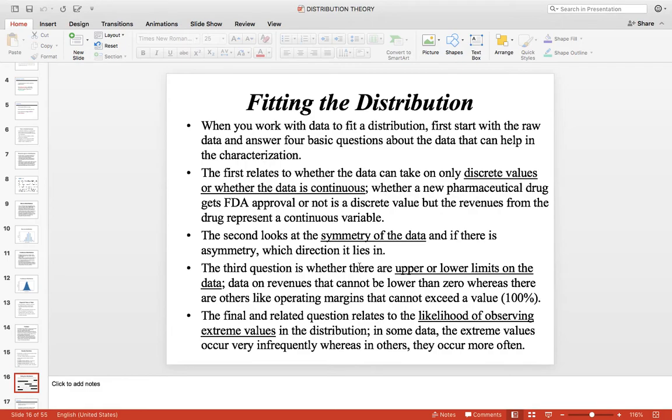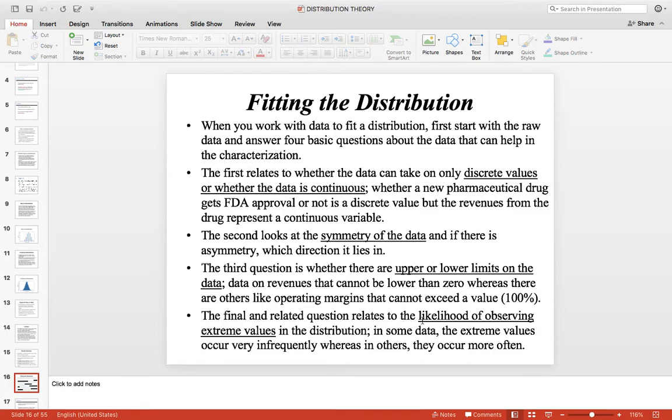Very often you will be making errors. So data on revenues cannot have a lower value than 0. So 0 will be the lowest value. For revenue, the lower value will be 0, but for profit, the lower value can be less than 0. It can be negative. Okay. Similarly, the margin cannot exceed 100%. So these are some things that you should remember.